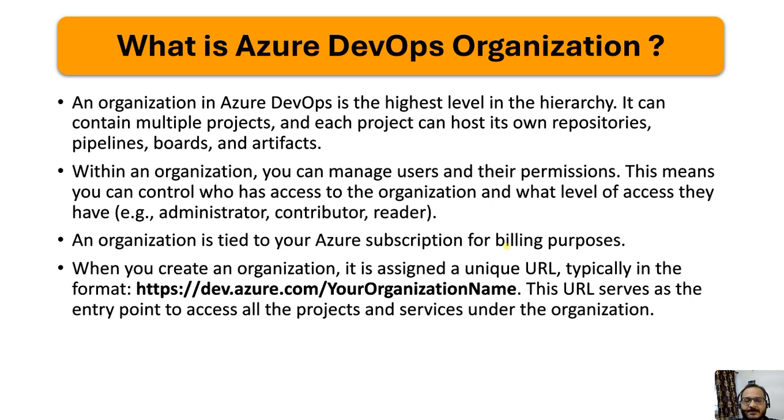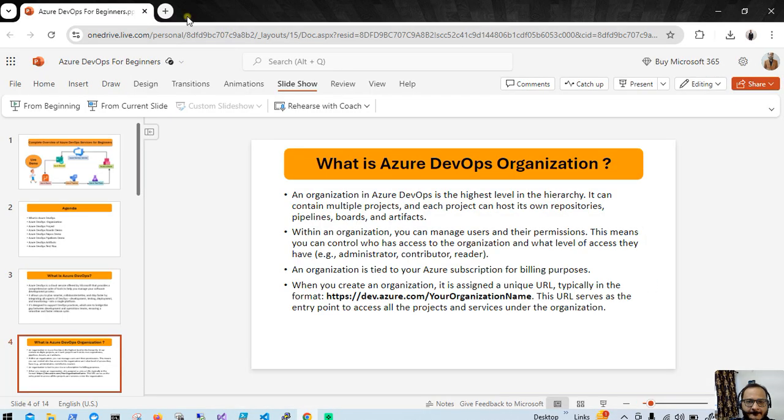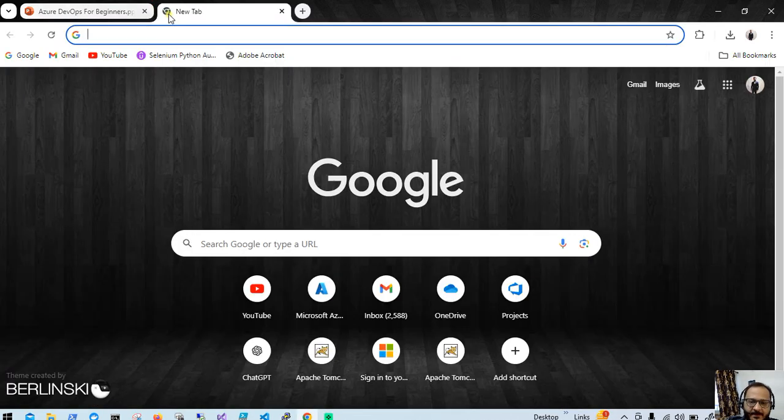Under this hierarchy you are going to create your project. Under a project you are going to create your repositories, then you are going to create your pipelines. So in simple words, this is the top level element of Azure DevOps. Let's quickly have a look at an Azure DevOps organization. Let me open my Azure DevOps service.